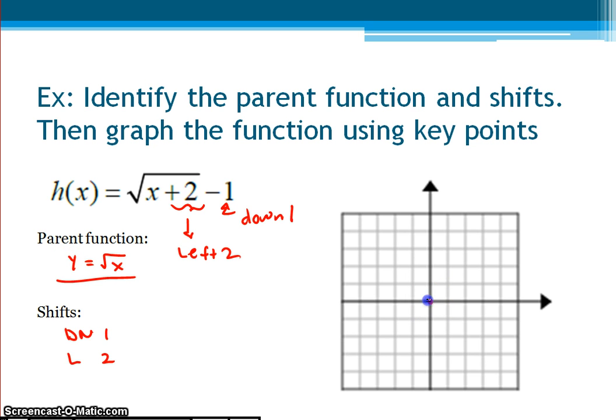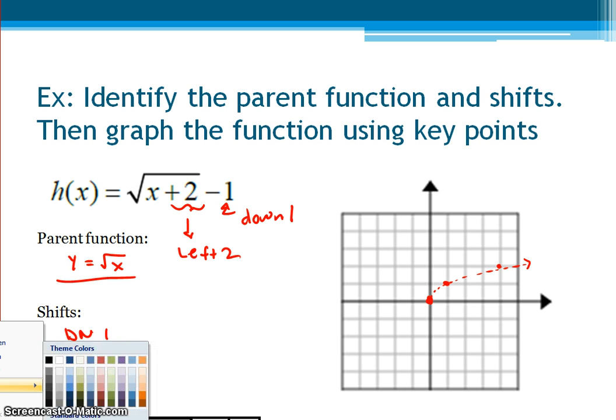So the key points were 0, 0. If you plug in 1, you take the square root of 1, it goes through 1, 1. The next nice number I take the square root of is 4. When you take the square root of 4, it goes to 2. Okay, so that is the base function.